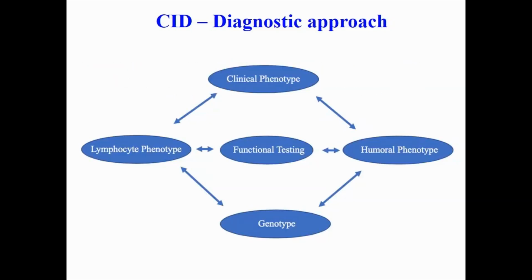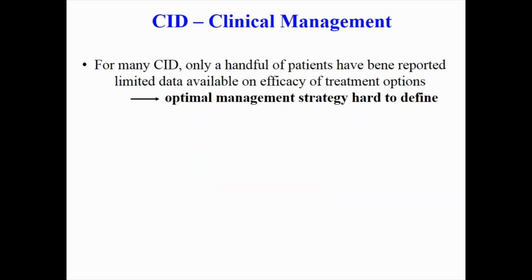How do you manage? Well, as I mentioned before, when I showed the list of genes, unfortunately for many of these CID, only a handful of patients have been reported, and so that makes it very difficult for us to help you and tell you what exactly can we expect, what are the best options in terms of treatment. So the optimal management strategy may be very hard to define. It may be hard for us. I can understand it may be even harder for you to be left without a clear and obvious answer.